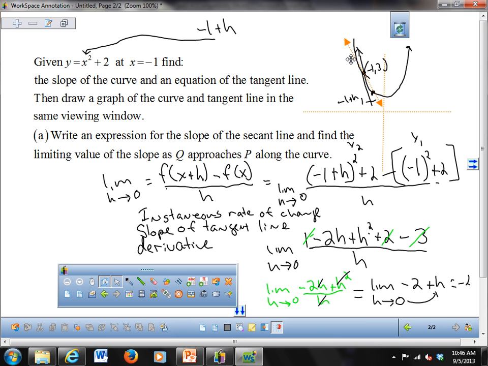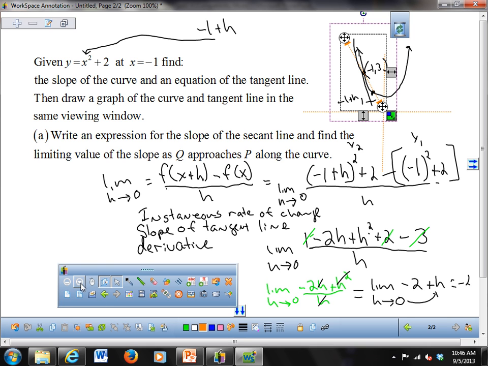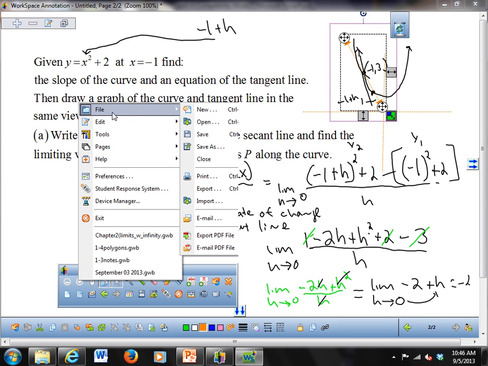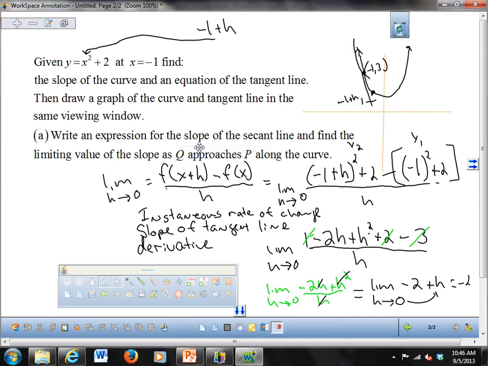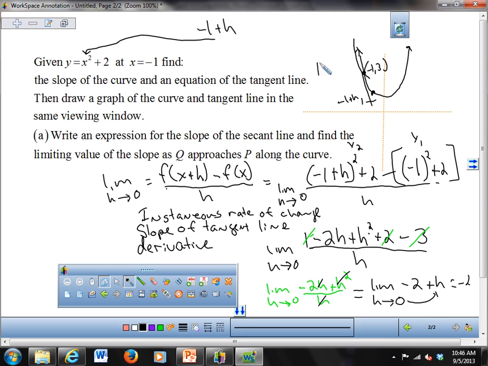So what that tells you is the slope of the tangent line, not this line right here. Let's see if I can erase this. How do I do that? File, edit, cut. I can erase that. And the slope of this line right here, see that line right there? The slope is -2. M equals -2.